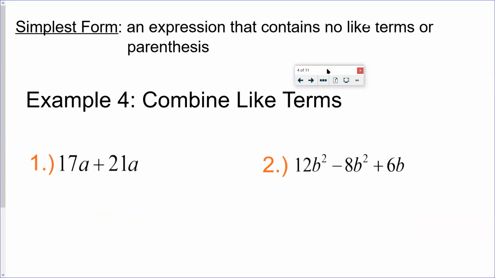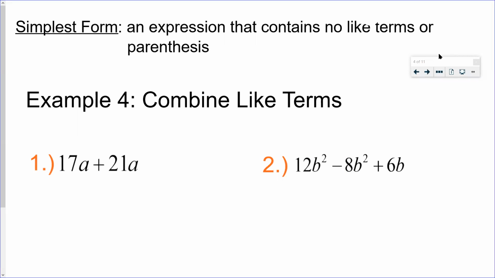All right. So that was kind of just an introduction. So this is another definition. It's called simplest form. So you'll hear this a lot. If an expression is in simplest form, that means it contains no like terms or parentheses. And we'll see the parentheses a little bit later on. Okay. So if you hear me say, is it in simplest form? You need to basically say, are there no like terms? Are there no parentheses? If the answer is yes, then yes, it is in simplest form.